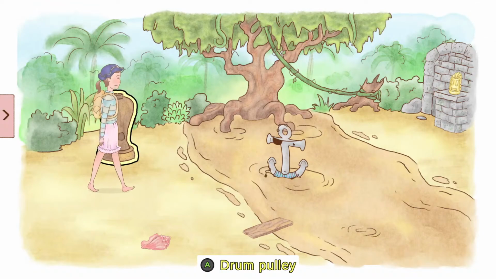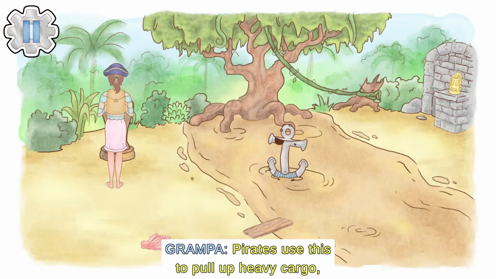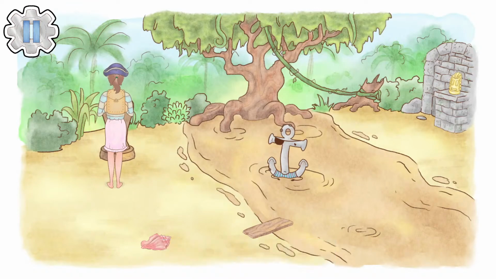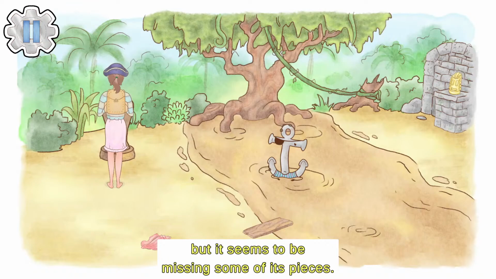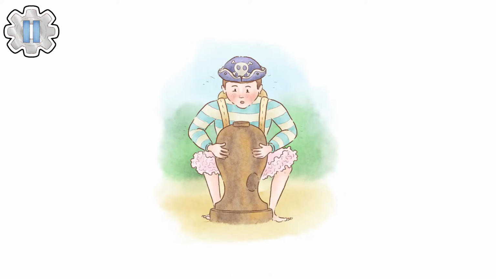Drum pulley. Pirates use this to pull up heavy cargo, but it seems to be missing some of its pieces. I don't have enough leverage to rotate this drum. In a squatted position, the captain struggles to turn the drum.